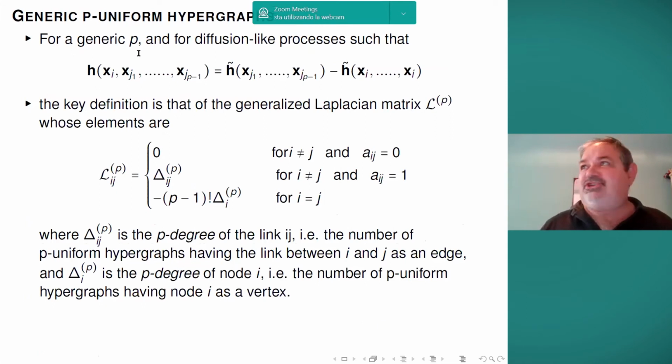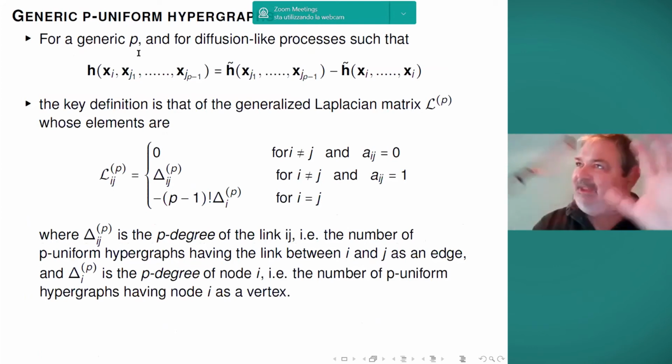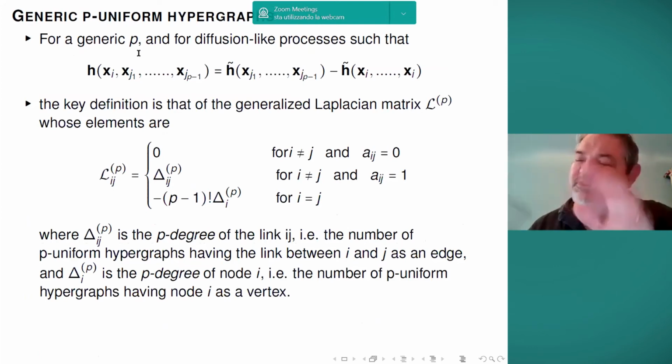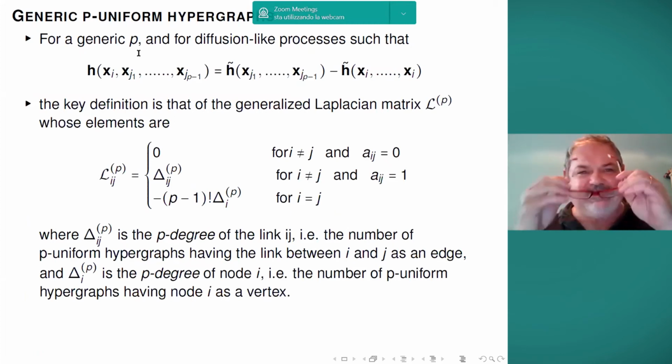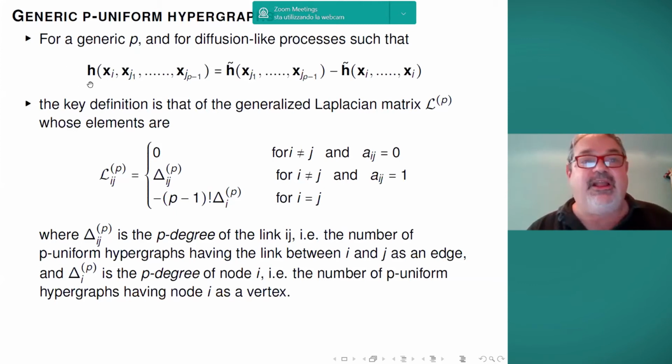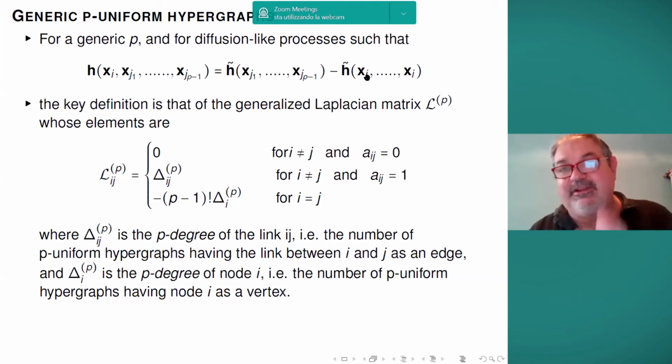Actually, in the Nature Communications paper that we just published on this, we demonstrate also the case in which not necessarily you have to go through a diffusive-like equation. But since it's much easier to explain, I use again the same approximation. So you will have now a coupling function which depends on p variables. So it will be a function of xi, xj1, xj2, up to xj p minus 1. And you imagine that this is h tilde of xj1 through xj p minus 1 minus h tilde of xi, xi, xi, xi, xi.